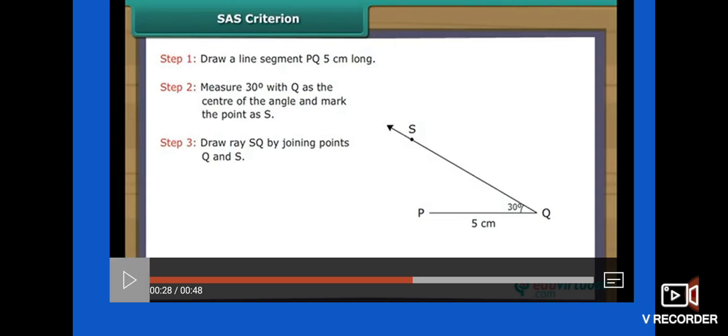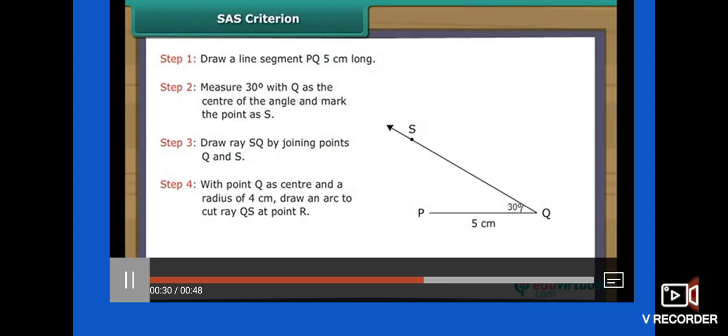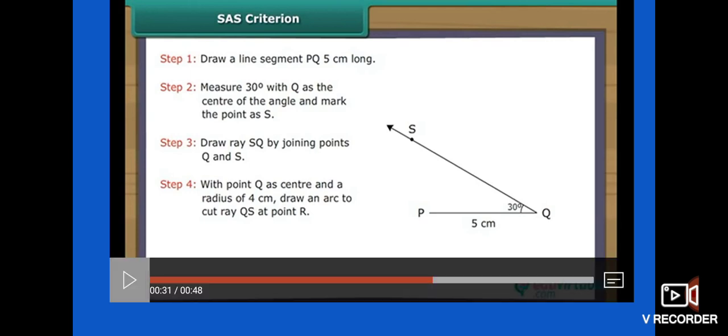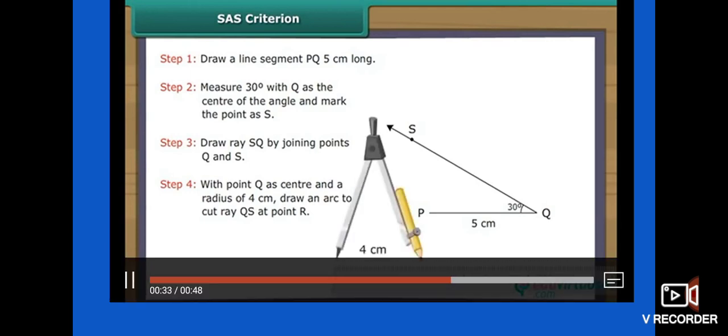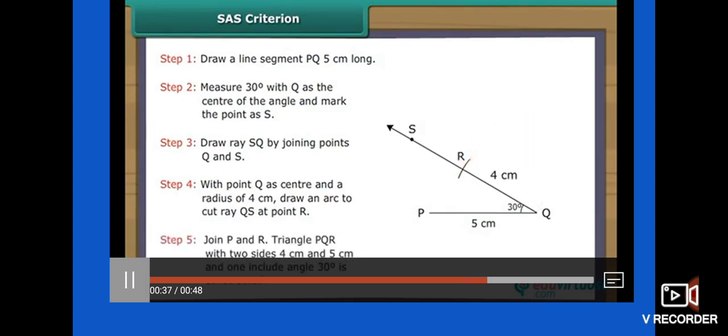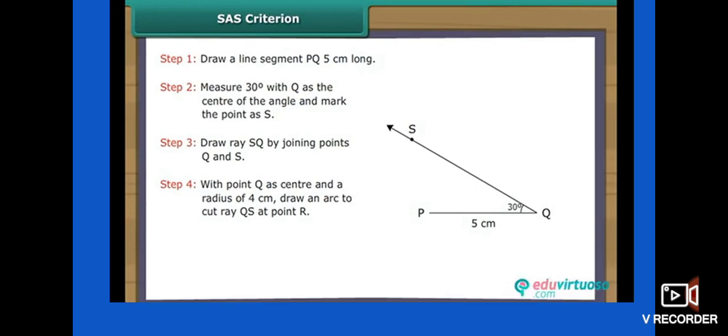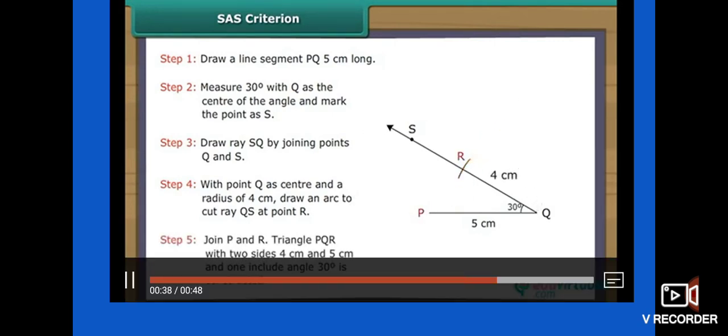Next, we know QR is 4 centimeter. Then take your compass. Take a measurement of 4 centimeter by our scale. By using our scale, draw an arc like this. Once again, listen to the step. Next, you take your scale, then 4 centimeter measurement by your compass, then draw a small arc.